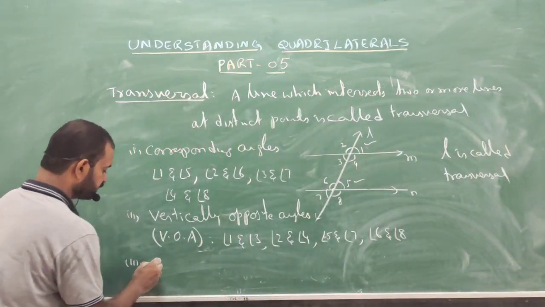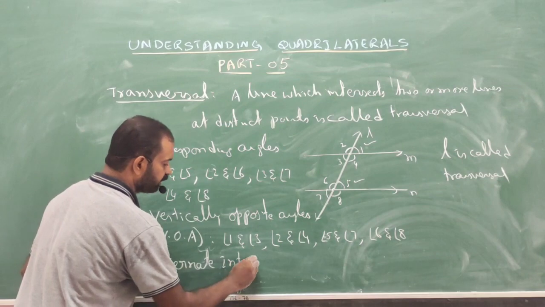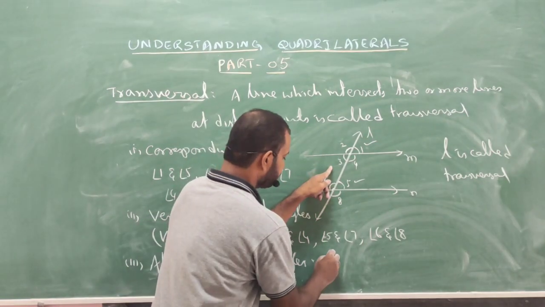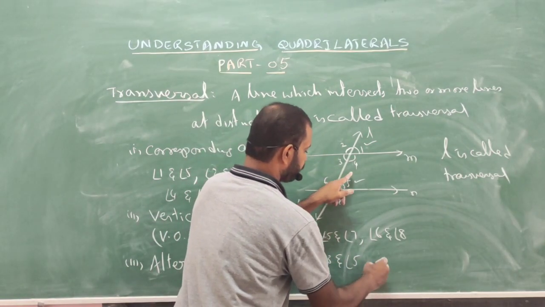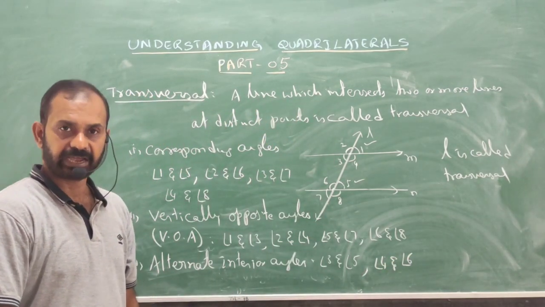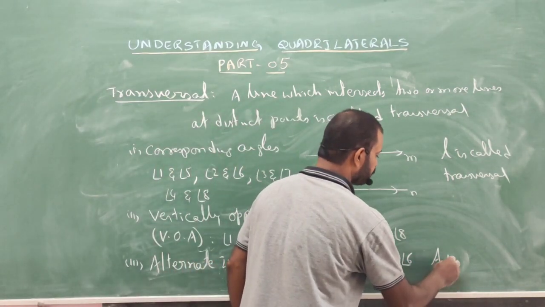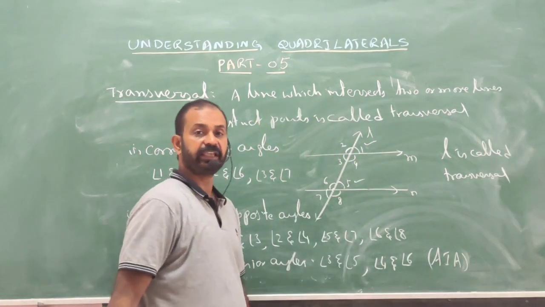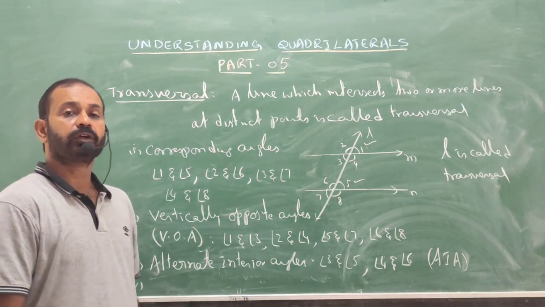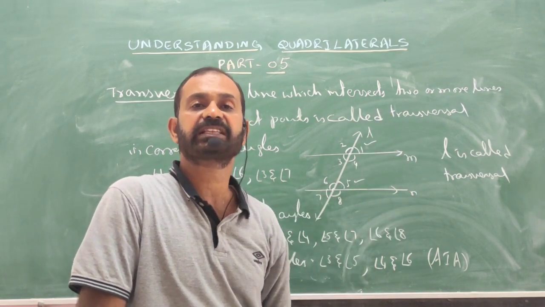Now, the next one is alternate interior angles. What are the alternate interior angles? Angle 3 and angle 5, angle 4 and angle 6 are alternate interior angles. The same thing, in short form, you can write as AIA. Next, the last one is co-interior angles, or interior angles on the same side of the transversal.